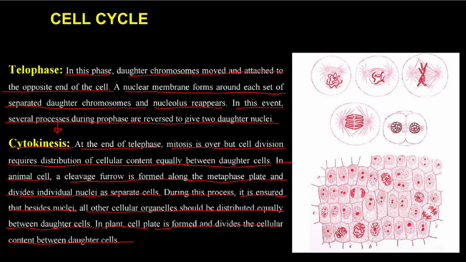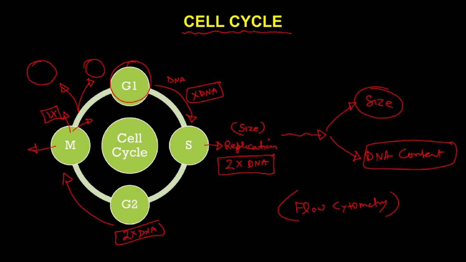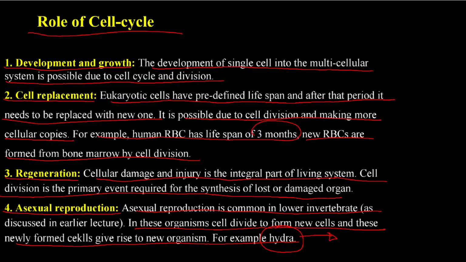So in plant cells, a cell plate is formed. In case of animal cells, a cleavage furrow is formed. Okay? So this is just an overview of how the cell cycle runs.